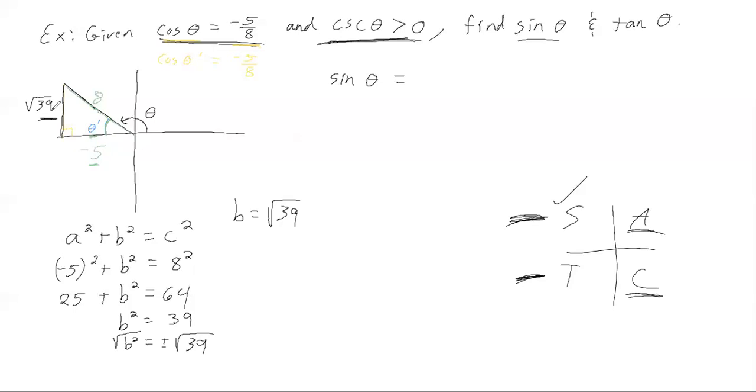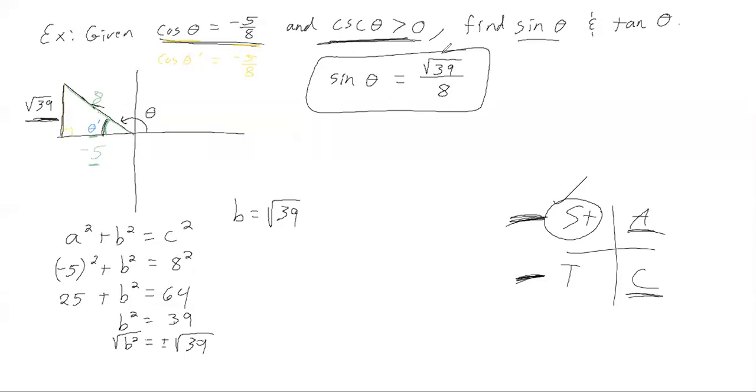Now what is my sine of theta? If I look at theta prime right here, my sine's going to be what? This side over hypotenuse, or the square root of 39 over 8. Now let's make sure I got the right sign on this. In quadrant number 2, what is my sine function? It's positive. That has the right positive or negative on it.